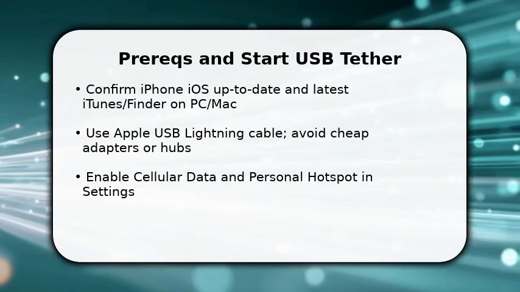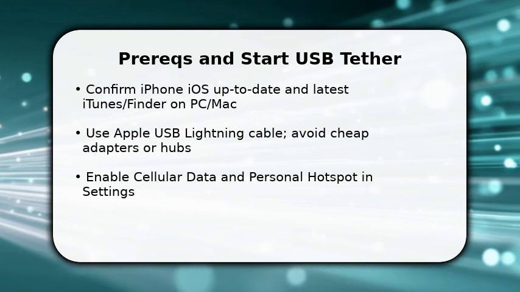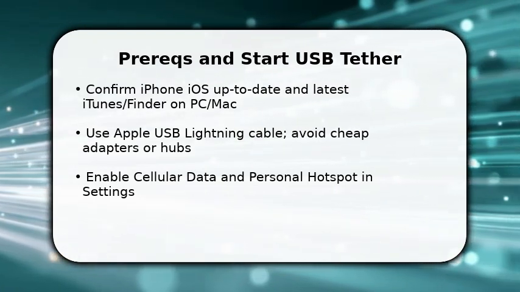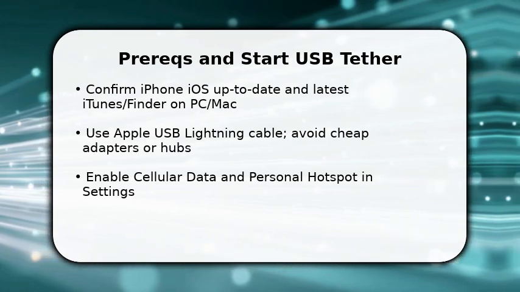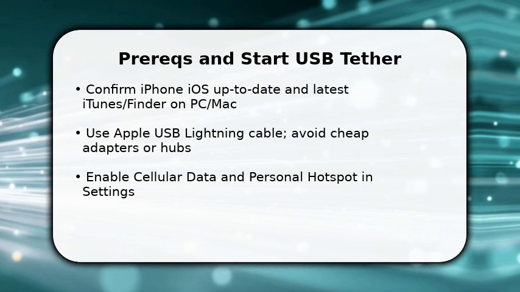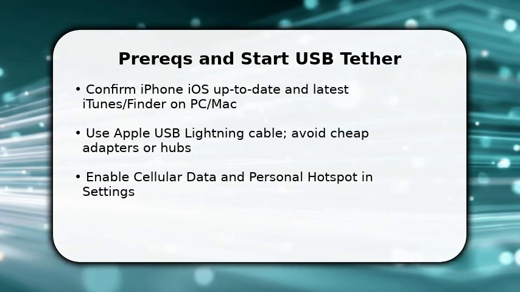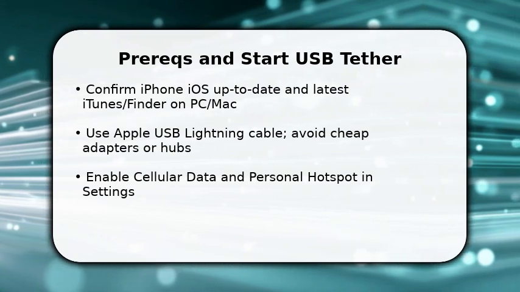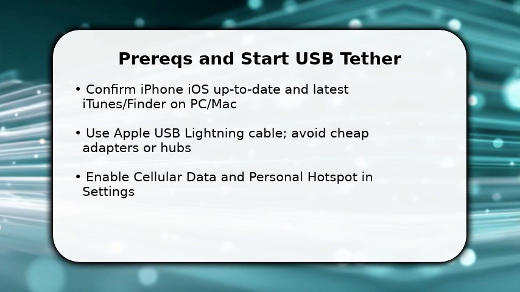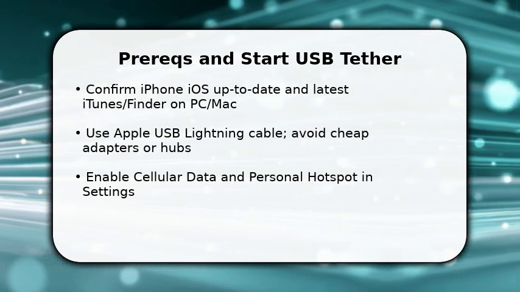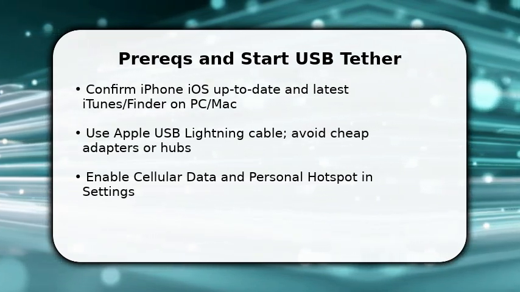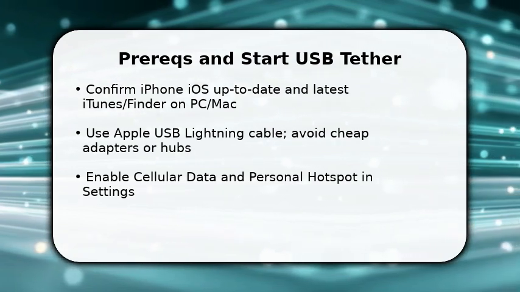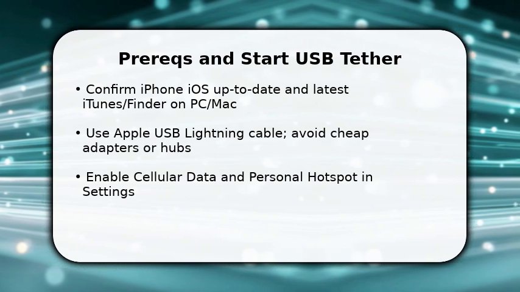You'll begin by preparing the essentials and initiating tethering. Make sure cellular data is on and personal hotspot is visible in settings. This creates the network. Connect the iPhone to your computer with the original Lightning to USB cable so the device presents as a USB network. Once connected, unlock the phone and tap Trust if prompted. This authorizes the link. Now you've started the USB tether and moved past setup into device pairing and network assignment.